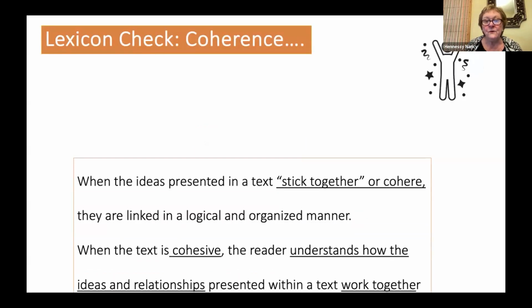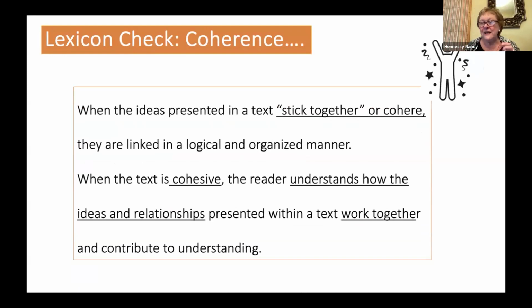When we think about coherence, we're talking about when ideas stick together, and we could go back and do a little breakdown of the word. We could talk about the prefix, the root, the suffix. It's about things coming together, cohering or sticking together because they are logical, they're organized. And so when the overall text is cohesive, the reader understands how the ideas and relationships presented work together, right? And this is critical.